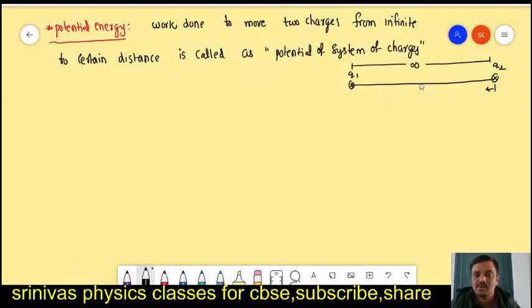Instead of moving both, you can move just one. We can move the q2 charge from here to here, some point. This is a, this is b, this is infinite. I want to move the q2 charge from infinite to point b. Then further work we have to do. That work will be stored in the form of potential energy. There exists some potential energy between these two charges.